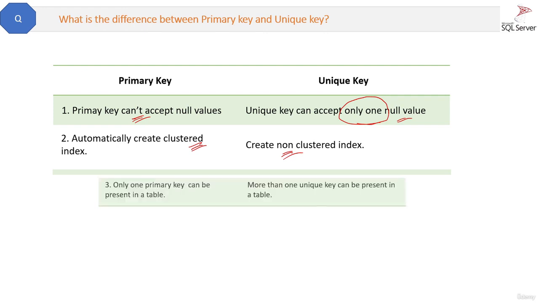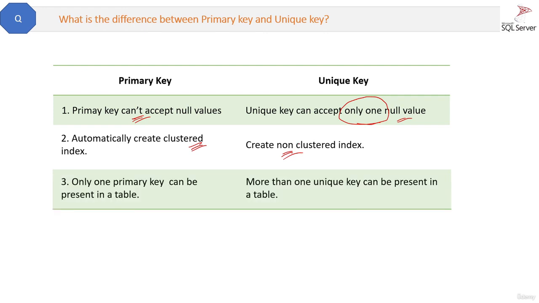Then the third difference is that only one primary key can be present in a table, not more than that. But more than one unique key can be present in a table. I hope these differences are easy to remember for you.